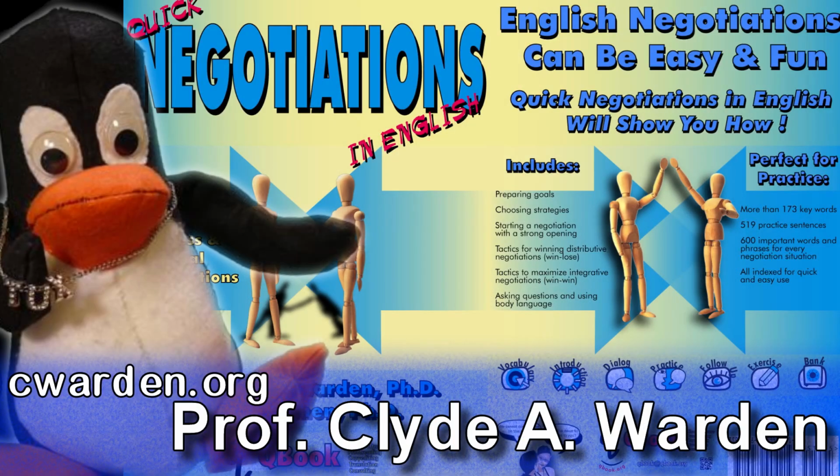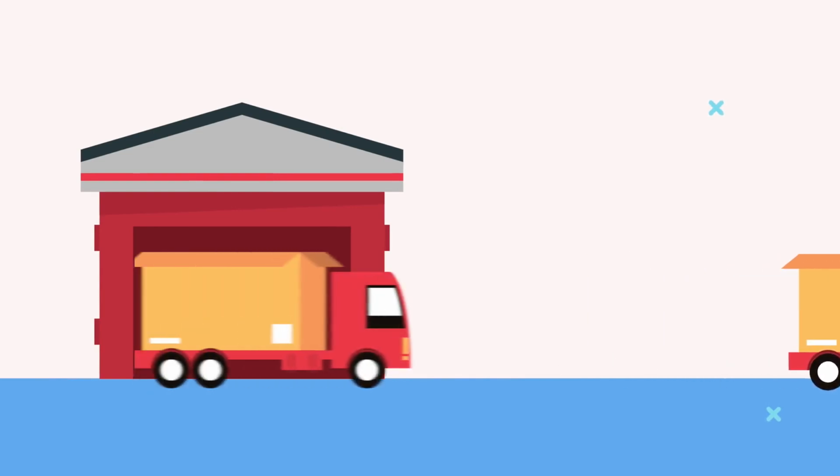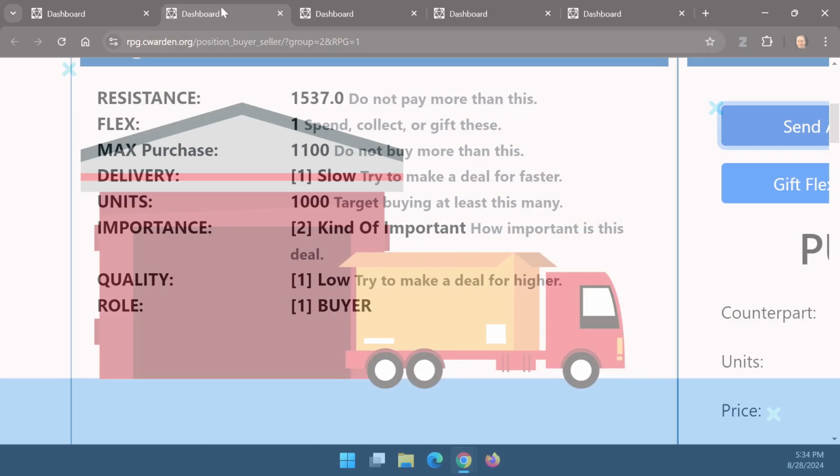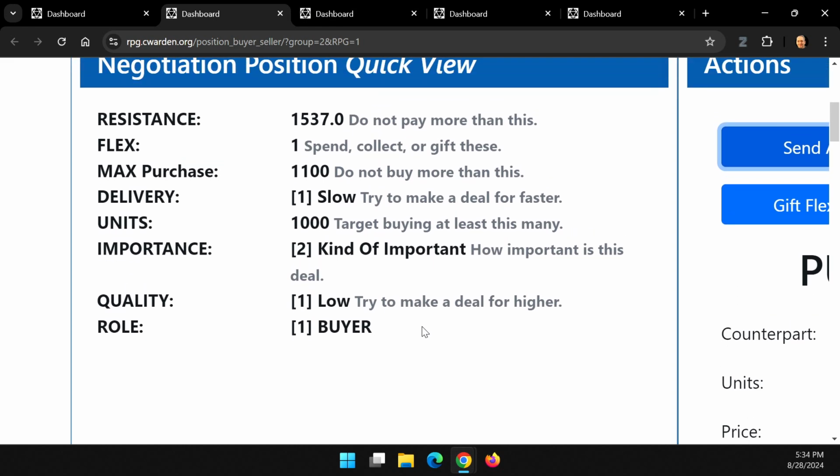Another way you can gain some flex points is the special case if you're a seller. A seller meaning you're selling the product. Let's go ahead and look at first though, the buyer. So here's a buyer. We can see he's a buyer right here.